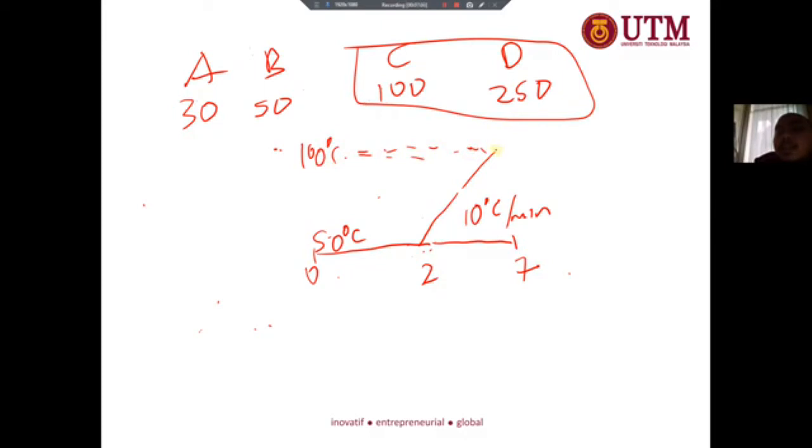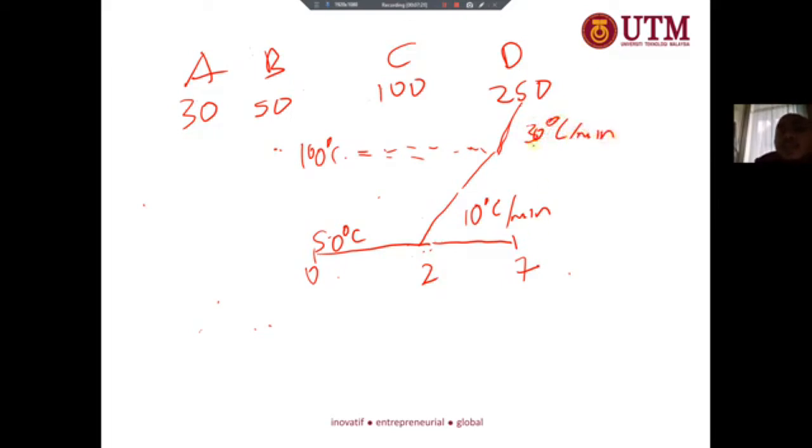Then from 100 to 250, maybe I don't hold at all, so I just increase more steeply than that. Maybe here I change to 20 degrees C, or maybe I can change to 30 degrees C per minute.